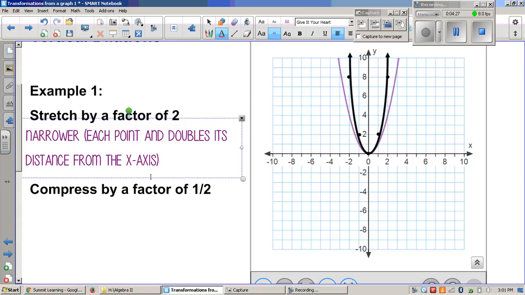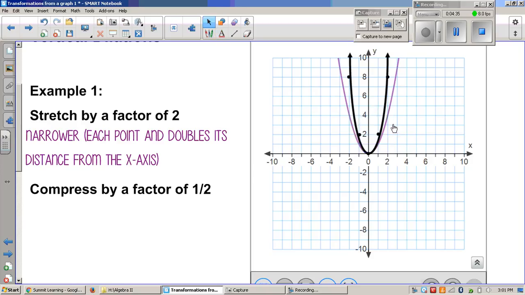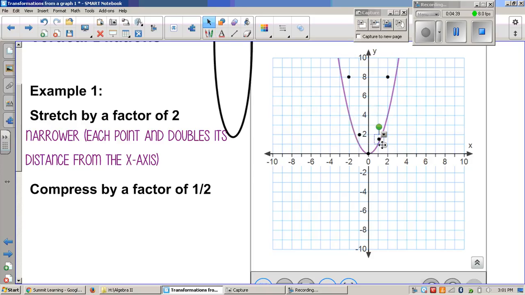That's what stretching by a factor of 2 does. Now let's talk about compressing by a factor of 1/2. So let me take these points, if I can. I'll just move that for now. Take these points and move them back to the purple graph, to our nice spots. And now I'll move that back.